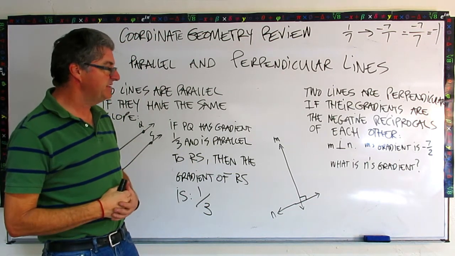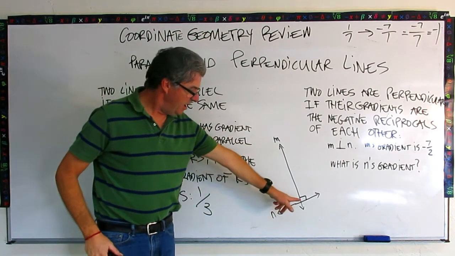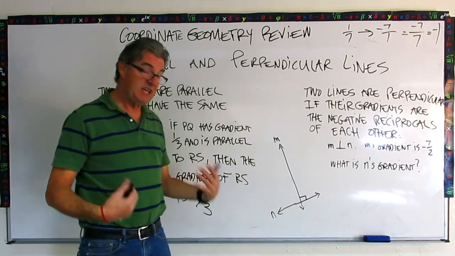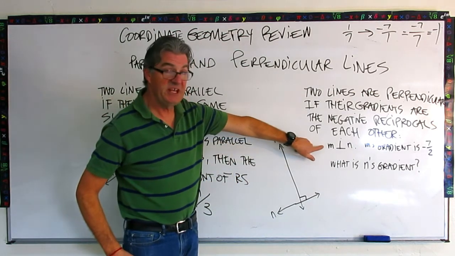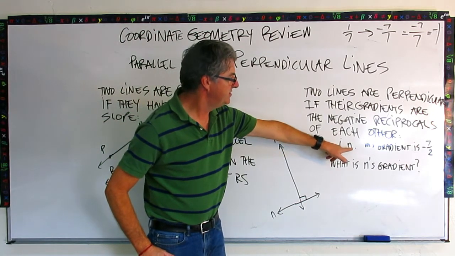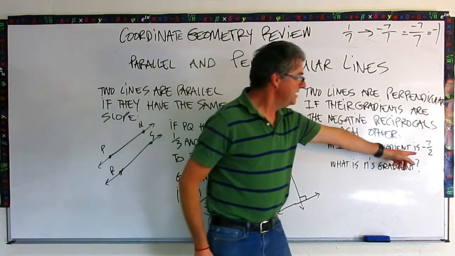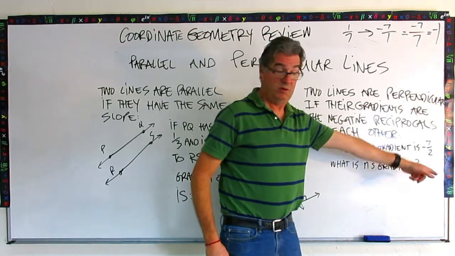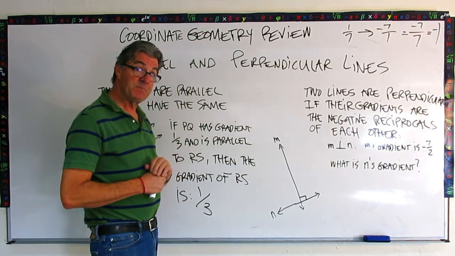All right, let's take a look at this situation. I've drawn these two lines, M and N. I put the little box in there. That tells you that they're perpendicular. Then I'm also telling you here, this little bit of notation means M is perpendicular to N. Now it's telling you that M's gradient is -7/2. What is N's gradient? So think for a minute.